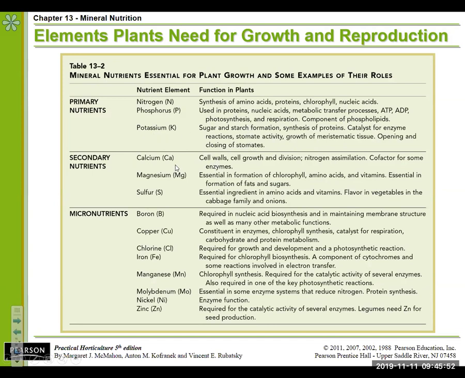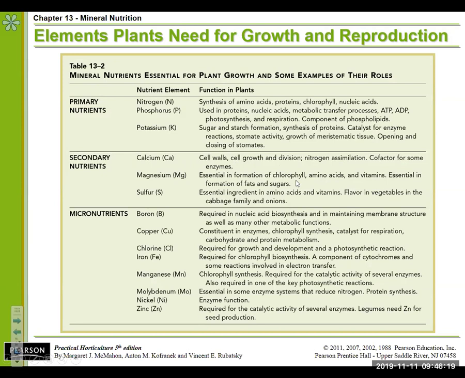Calcium, very similar to what we need in people. It's a structural component, so it's used in cell walls as well as cell growth and division. It's also synergistic with several elements such as nitrogen. Think of it as being used in the skins of fruits as well as just the body of the plant.